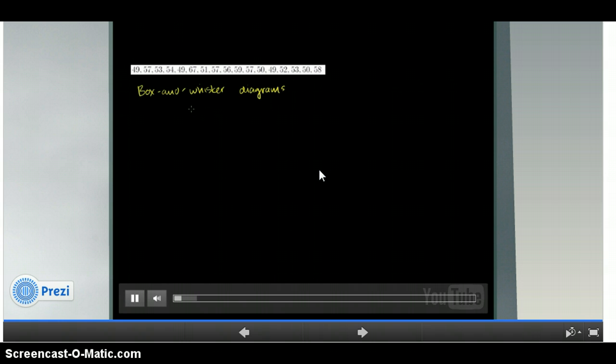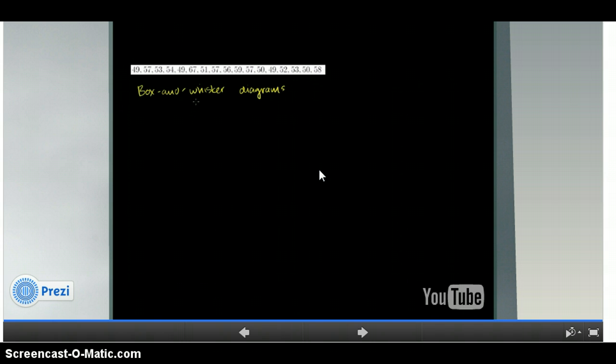Box and whisker diagrams. These are actually quite common, especially if you ever do any stock trading. If you go to most stock chart providers, a box and whisker diagram is usually one of the options. So let's understand how to generate one and how to read one using some data that we have up here. The first thing we want to do is order it, because we're going to be finding a lot of medians when we want to generate our box and whisker diagram.